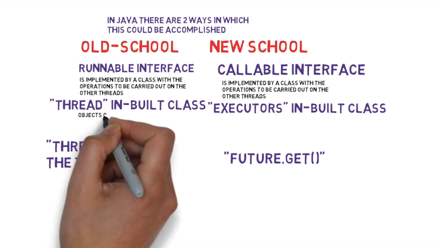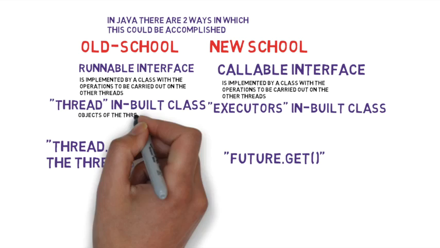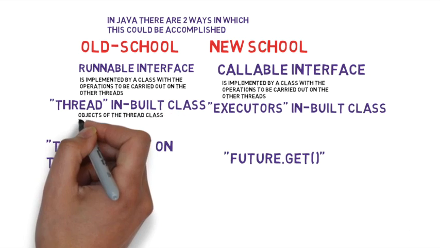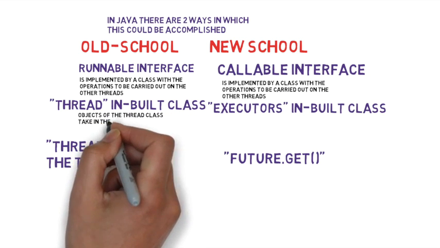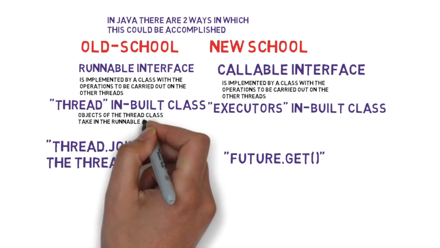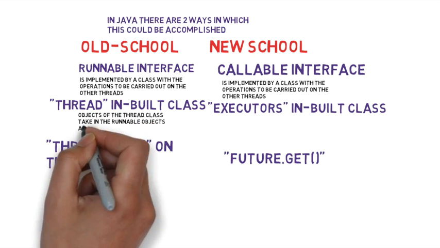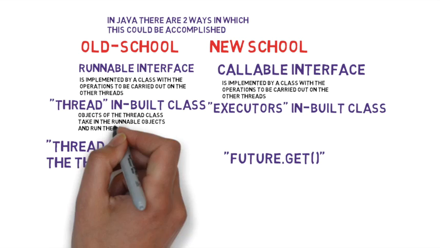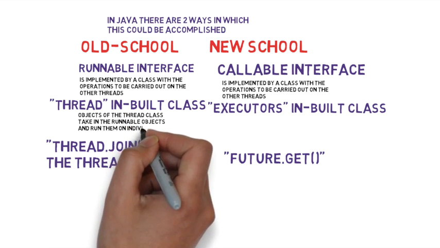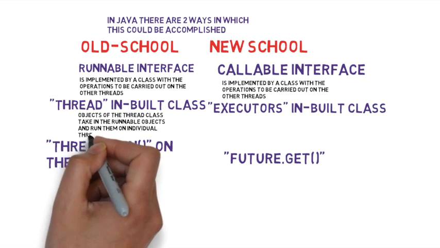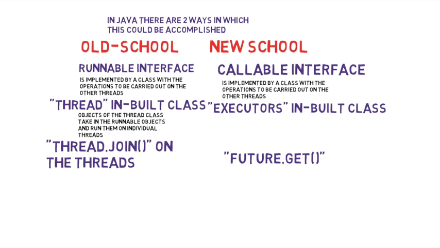Now, the old school way is more hardcore. Thread, the built-in class, represents one thread of execution, and it is this object which takes in the runnable and runs them on a different thread. In the old school way of doing things, you deal with threads directly. You're not abstracted from them in any form. The runnable is passed to the thread and executed on a parallel line of execution.